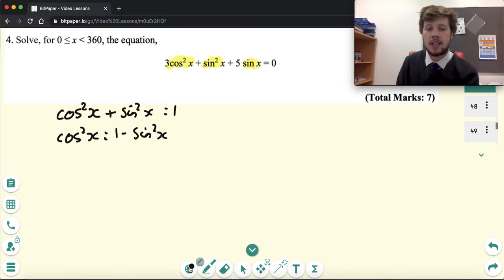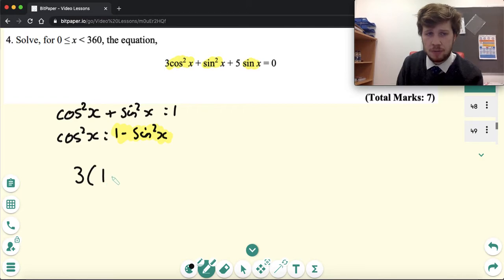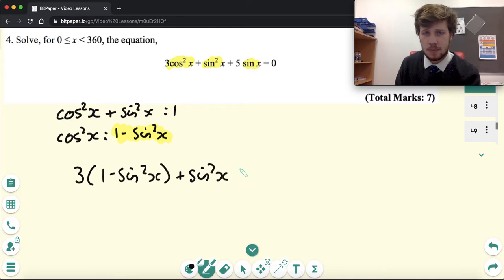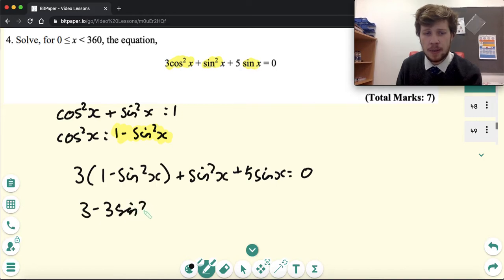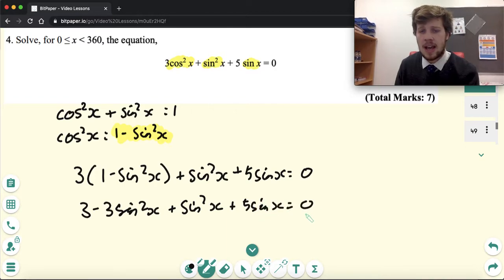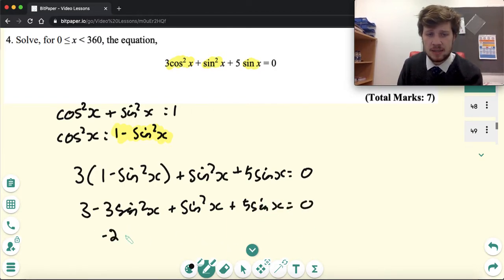This is really useful because now I can substitute 1 take away sine squared x into this cos squared x, which would give me a new equation of 3 lots of 1 take away sine squared x plus sine squared x plus 5 sine x, and that's going to be equal to 0. Rearranging this, I'm going to get 3 take away 3 sine squared x plus sine squared x plus 5 sine x equals 0. And then simplifying this, I'm going to end up with negative 2 sine squared x plus 5 sine x plus 3 equals 0.